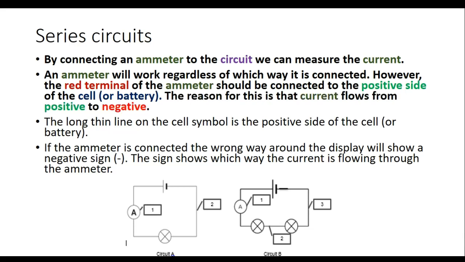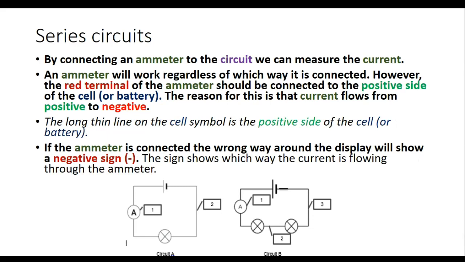The reason for this is that current, because it's a flow of electrons, it flows from positive to negative. The long thin line on the cell symbol is the positive side of the cell. So that is the side that the red terminal of the ammeter should be connected to.